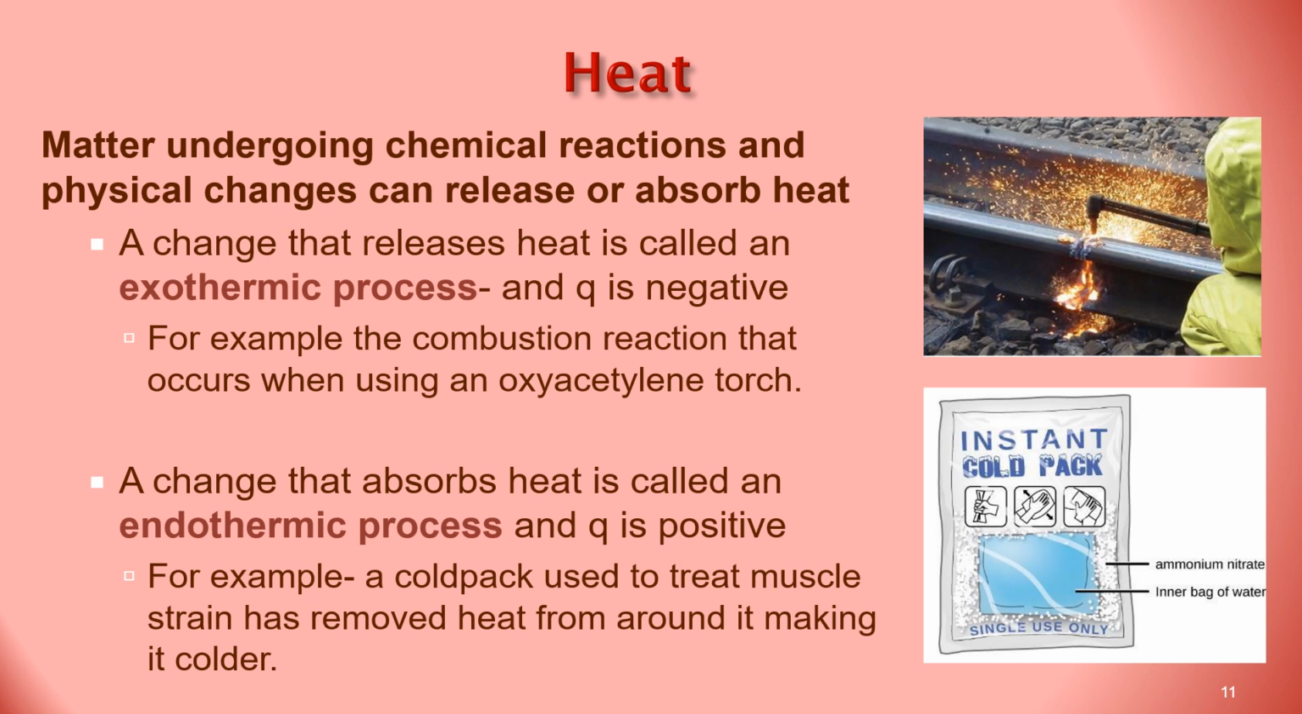For example, when you have a combustion reaction, so they're showing you in this picture here, if you have an oxyacetylene torch, heat is being given off. That's an exothermic process. A change that absorbs heat is called an endothermic process. Heat is positive. Q is the symbol for heat again. Q is positive. For example, when you crack a cold pack, you're mixing chemicals that actually absorb heat from the surroundings to make that reaction occur, and so you're feeling it getting colder. So that's an endothermic process.